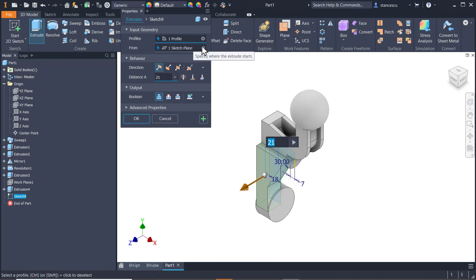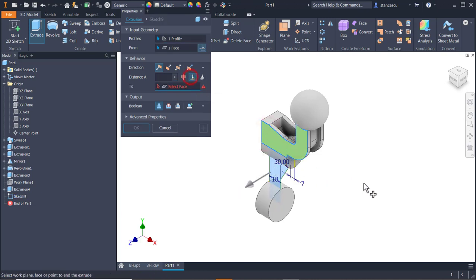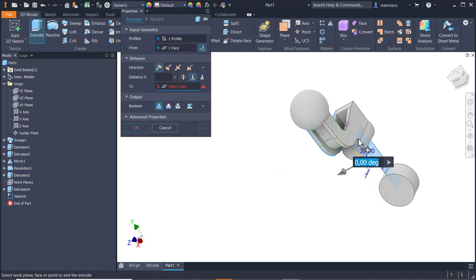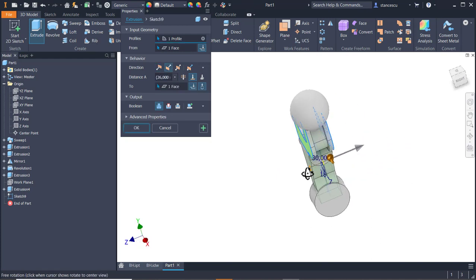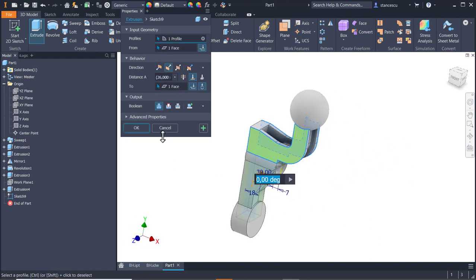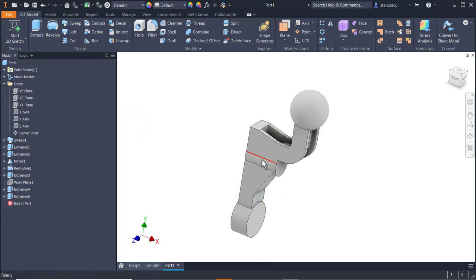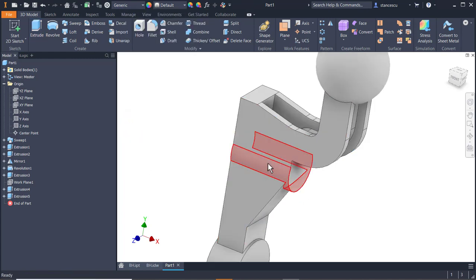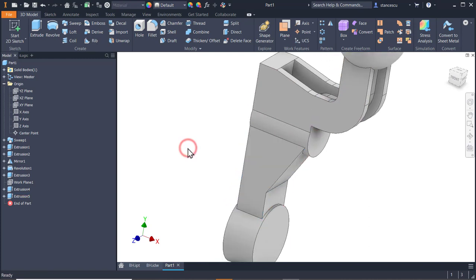I apply again the same procedure. That profile from this face to the symmetrical face here to obtain this. Okay, now you see the bump. This is the bump. This is 28 and all other are 26.